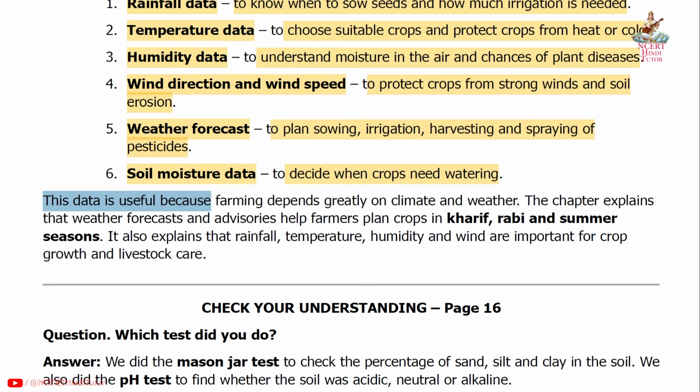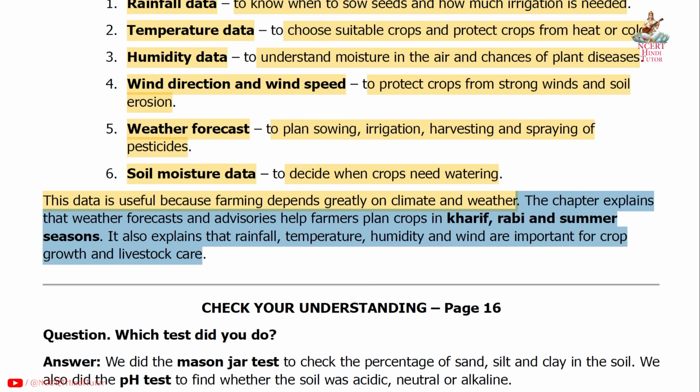This data is useful because farming depends greatly on climate and weather. The chapter explains that weather forecasts and advisories help farmers plan crops in Kharif, Rabi, and summer seasons. It also explains that rainfall, temperature, humidity, and wind are important for crop growth and livestock care.